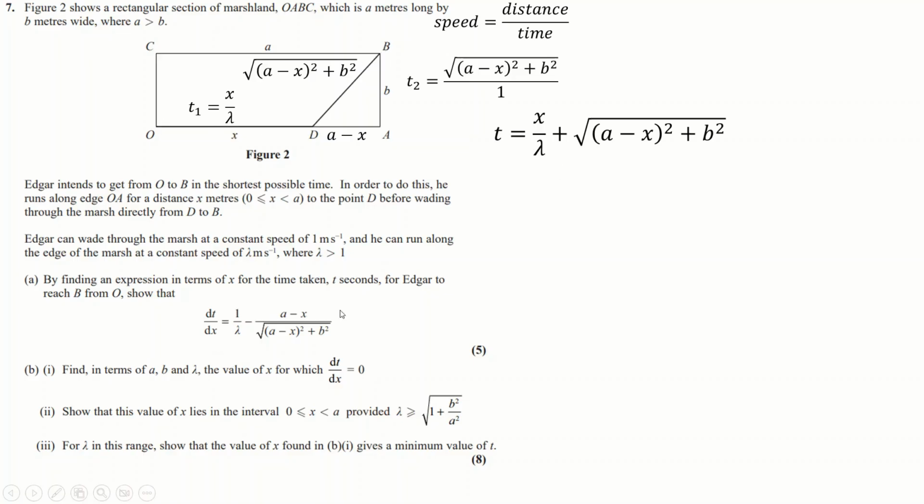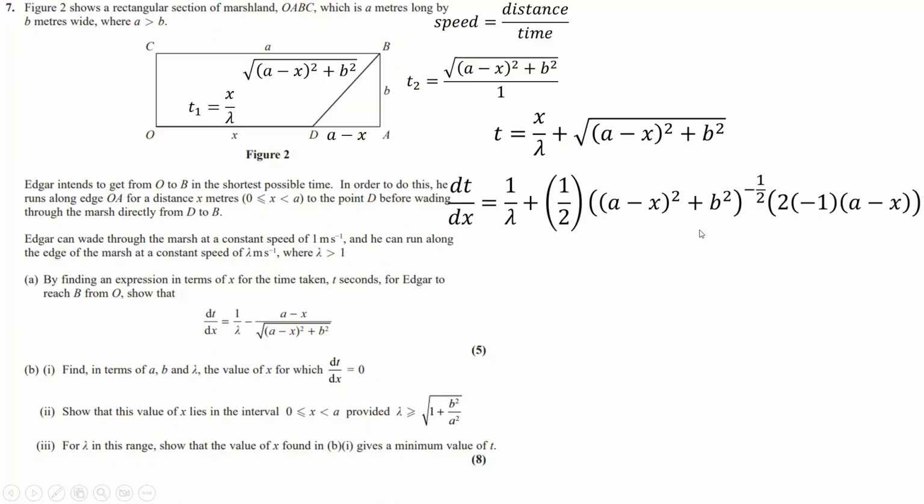which we can then, of course, differentiate. That differentiates to 1 over lambda. This is all to the power half, isn't it? So when I differentiate that, I'm going to bring the half down, which is here, lower it to a minus half, and then multiply by the derivative of the inside of this.